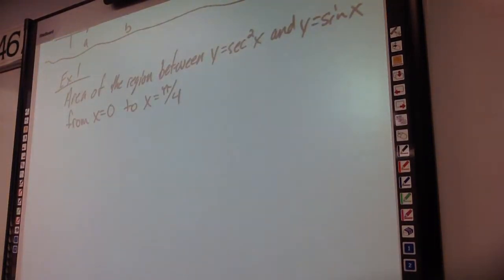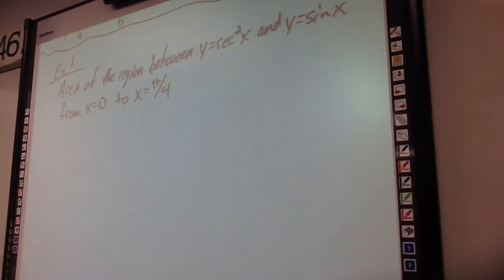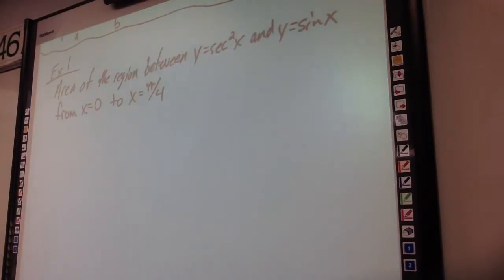So we're not going to do it with our calculator though, we're going to just do it by hand here. I guess the first part is figuring out what to do. Does it matter which one goes first? Yeah, it matters which one goes first. That's the first part. You've got to figure out which one's on top of the other. How do you know secant squared is above sine? Because we just graphed it. I should have done that.